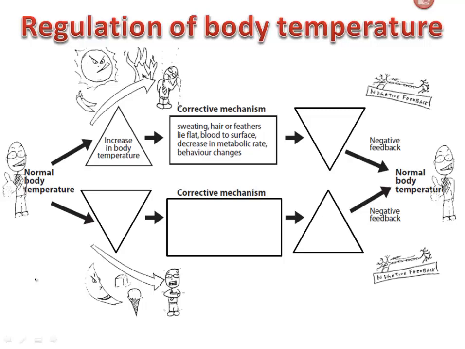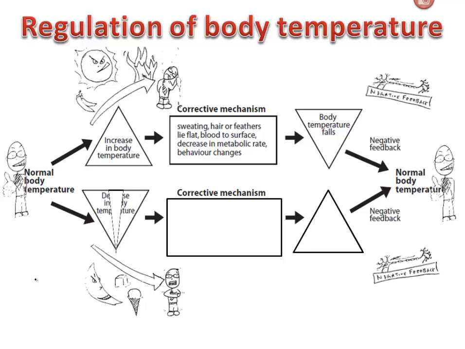So we should actually go the opposite to cold first. But if the hair lies flat, that's going to help you lose excessive heat in your body. A decrease in your metabolic rate and various behavior changes. You're not going to do various types of activities that are going to make you hotter. And all of these corrective mechanisms will eventually cause your body temperature to fall. That's called negative feedback, and you return back to your normal body temperature.